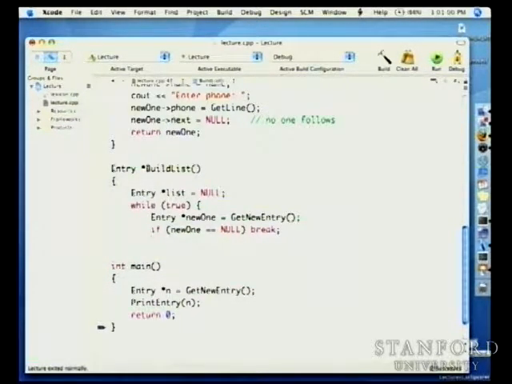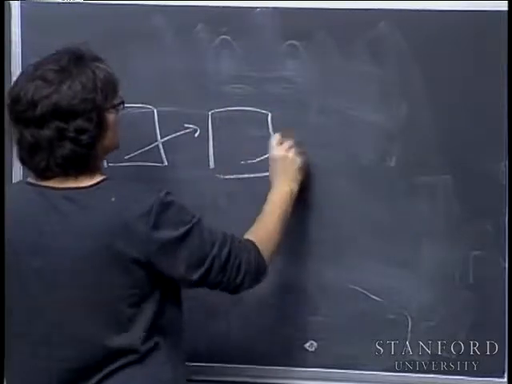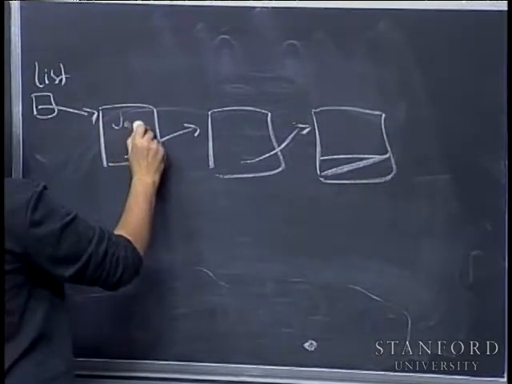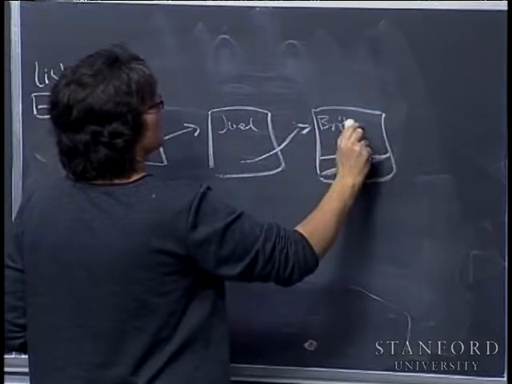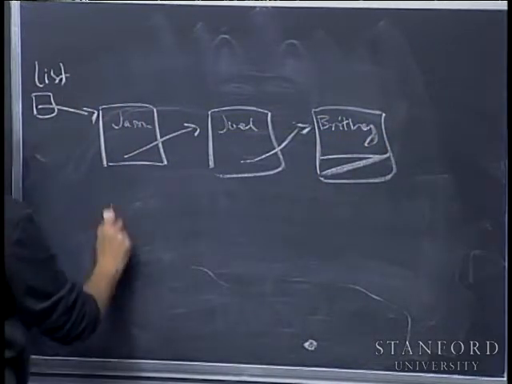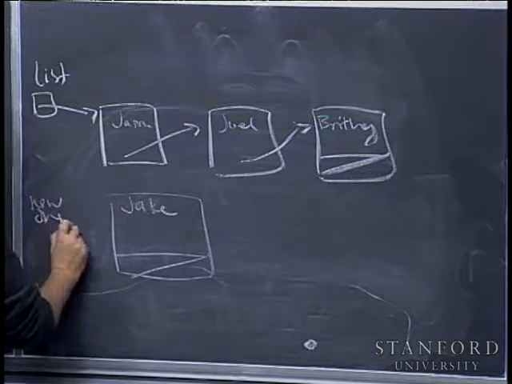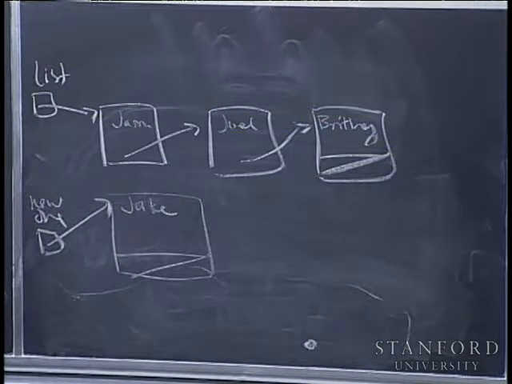Otherwise, I have a new entry that they just gave me, and I'm going to wire it into my list. So let's think a little bit about how the pointers are going to work on this. Here's my list pointer, and it points to a cell, which points to a cell, which points to a cell, and so on. There's information here. This is Jason, this is Joel, this is Brittany. Okay. I got a new cell. It is Jake, back from my get new entry. And I want to attach Jake into my list to join it with the ones I have. So I've got an existing list and a new cell to add to it.